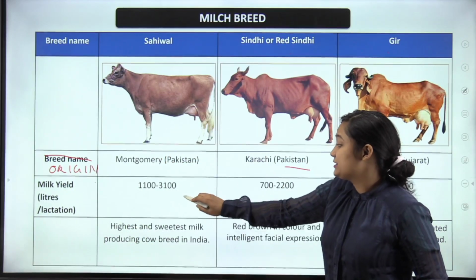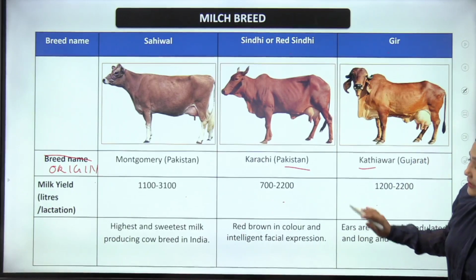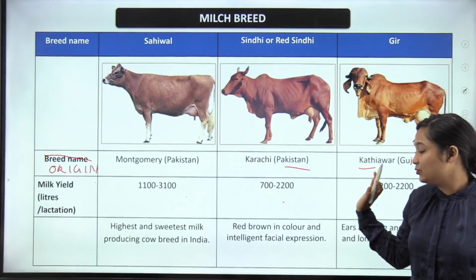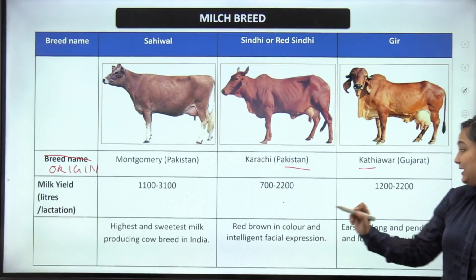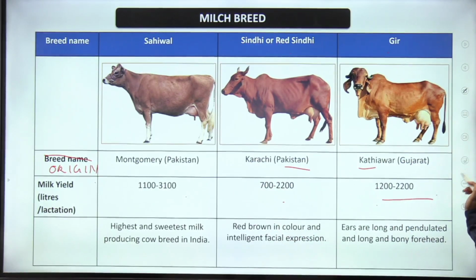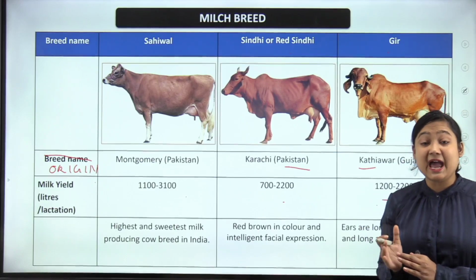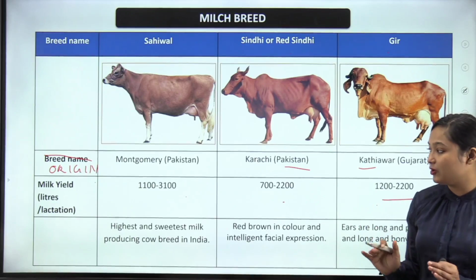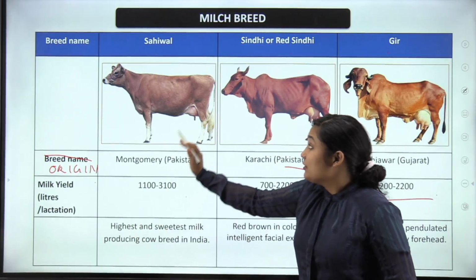And the milk yield you can see is very good in all three: 1000 to 3100 liters per lactation, then 700 to 2200 liters per lactation, and 1200 to 220 liters per lactation. That is the milk yield of these cows that we are discussing. These are your milch breeds and also indigenous breeds. It means their origin is all from the Indian continent.